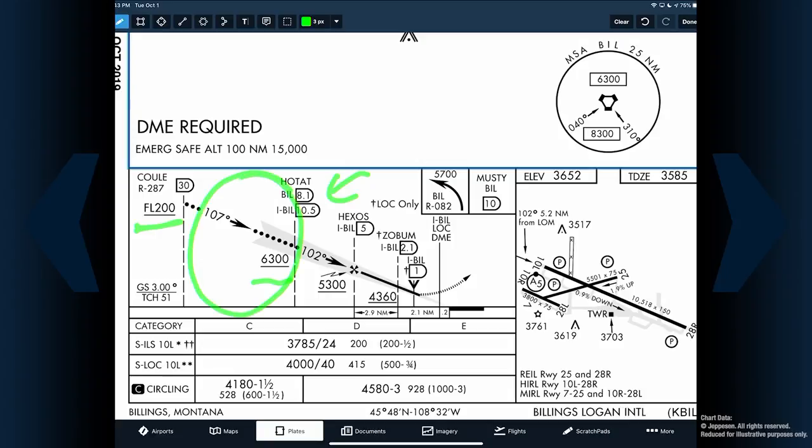If you look at this section, you'll realize you've got to descend very, very quickly. And these are procedures you typically would not use in a civilian aircraft. You typically would not use that level of a descent gradient.